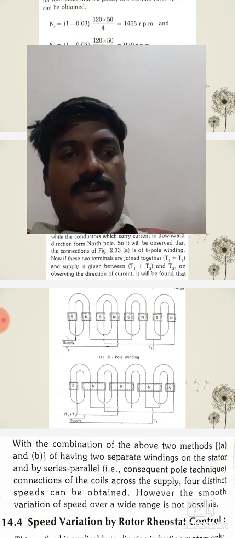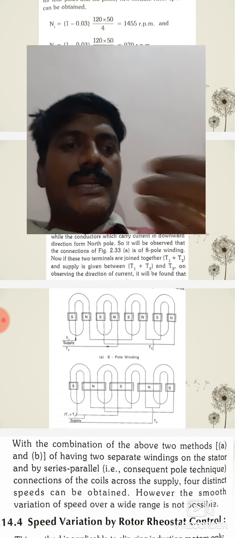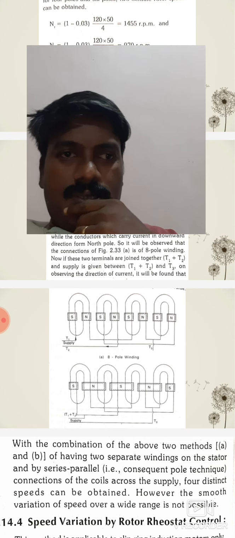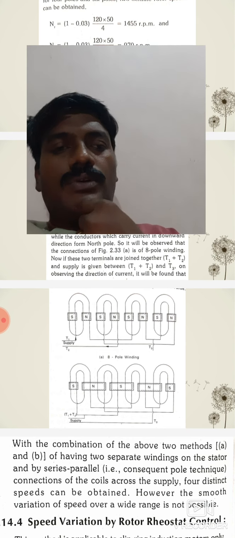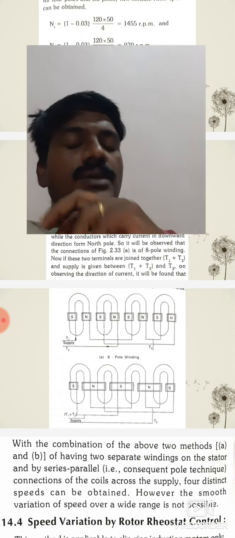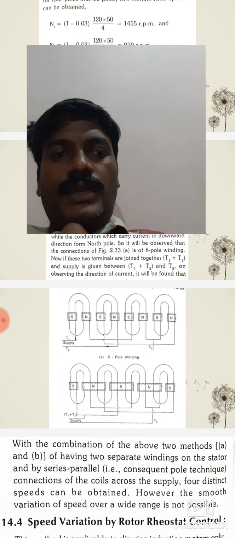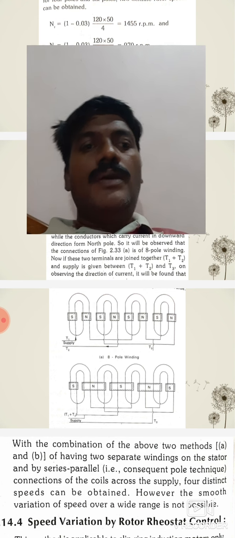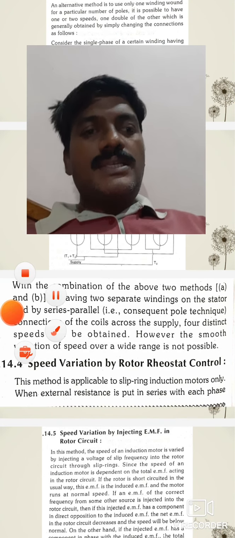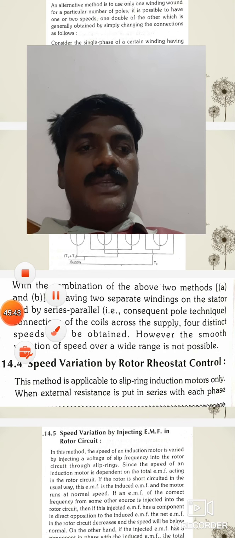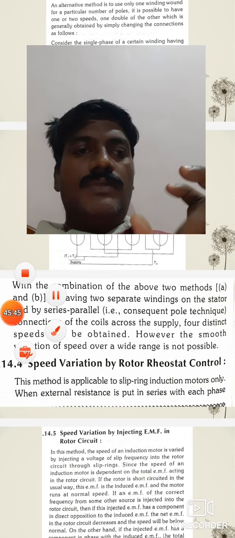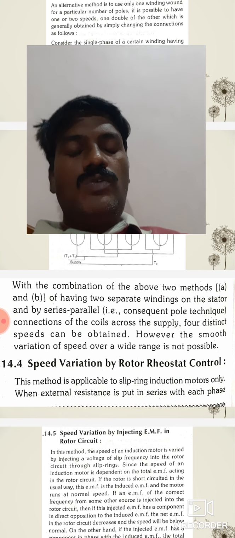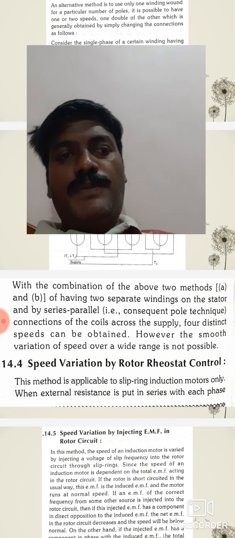Suppose the injected voltage is in such a way that it adds to the induced EMF, the rotor EMF, then speed increases. So that's why we can easily get speeds above normal speed and below normal speed. And the last one is the cascade method. The main disadvantage is that it requires two motors, but we get two different speeds, that is 120 into f1 by p1 plus p2, and 120 f1 by p1 minus p2.